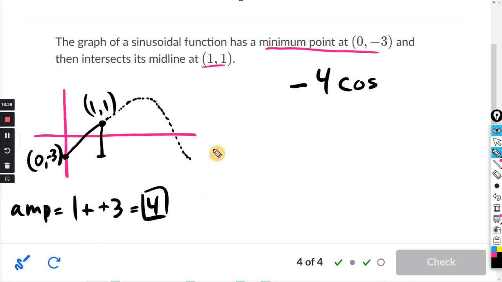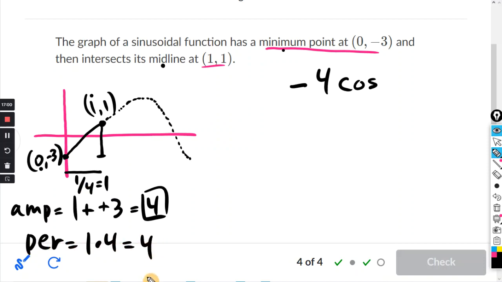Now for the period, that is the horizontal distance. Okay, so this is going from a minimum to the midline. All right, minimum to midline. That's only 1/4 of the period. So it goes from 0 to 1. So that is just 1 unit. So the period, if 1/4 of the period is 1, the period is going to be 1 times 4, which is 4.